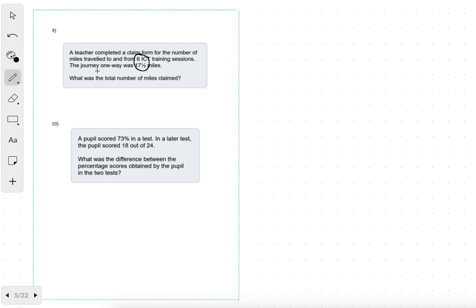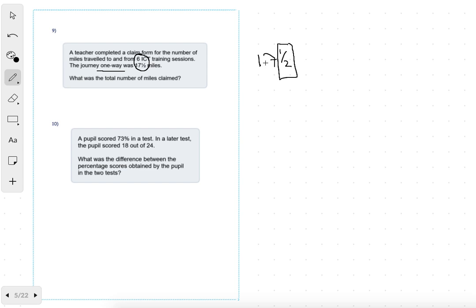But the journey was 17.5 miles one way. They do seem to like to pick an amount of miles that has a half in it. And it's a one-way journey. So you have to use a bit of common sense and apply this to everyday life. If you are a teacher and you go to some training sessions, in any industry, you would be allowed to claim your mileage back.